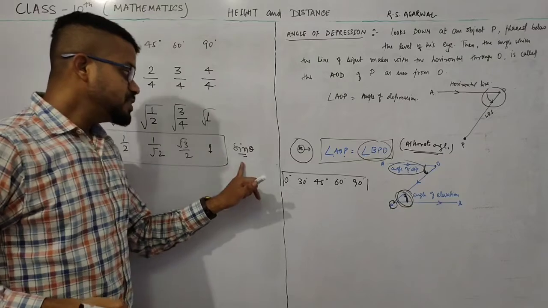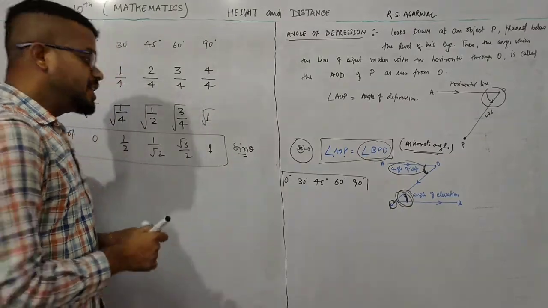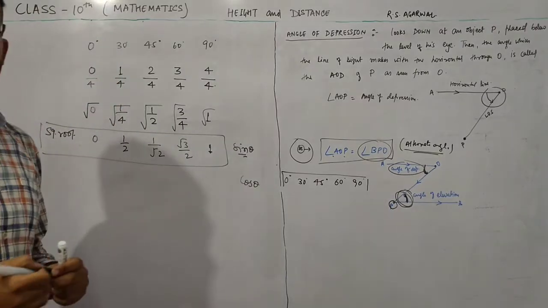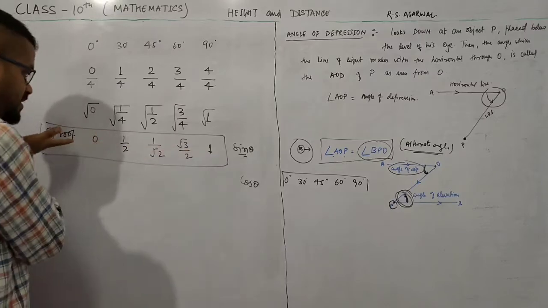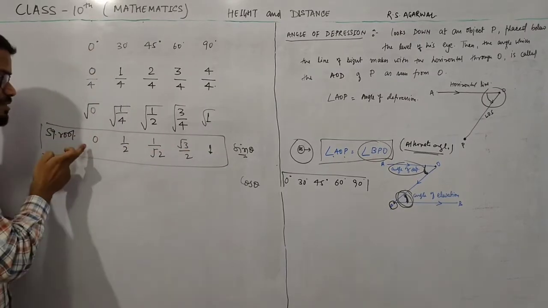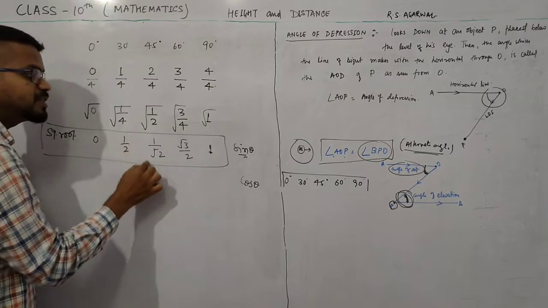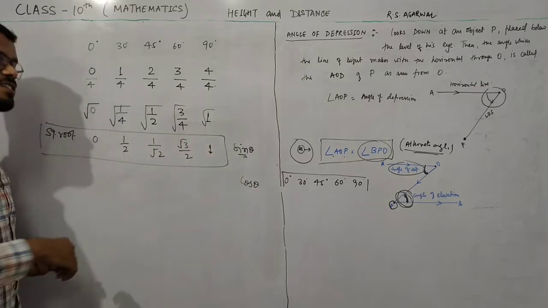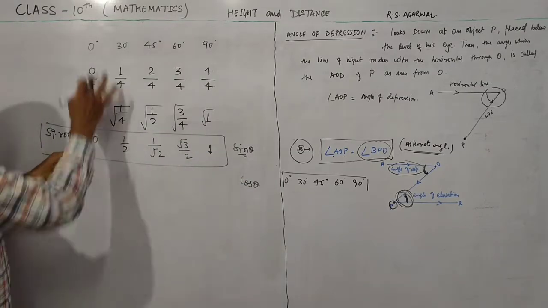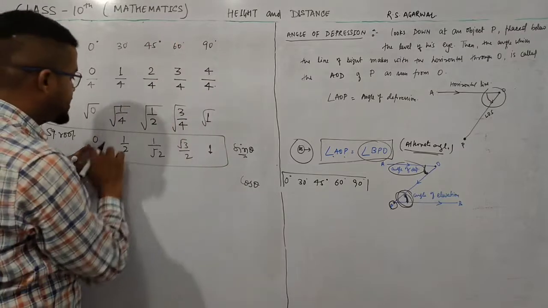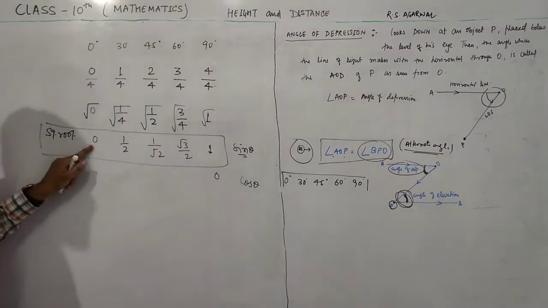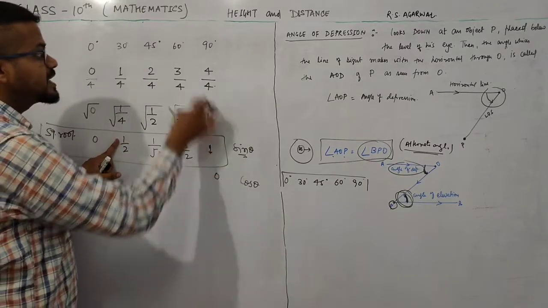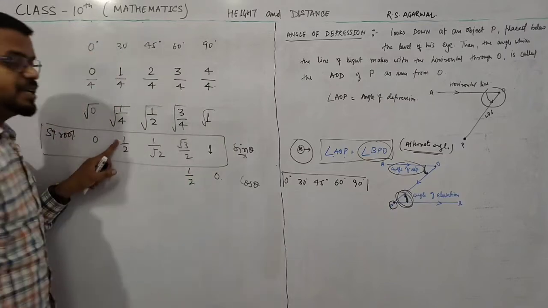Once you get the value of sine theta, you easily get the value of cos theta also. In sine theta, the values are in increasing order: 0, 1 by 2, 1 by root 2, root 3 by 2, 1. But in cos theta, just reverse the values of sine theta. This is the value of 0 degree in sine. Now in cos theta, this 0 is the value of 90 degree. The value for sine 30 degree is 1 by 2, and in cos theta, the value of 60 degree is 1 by 2.